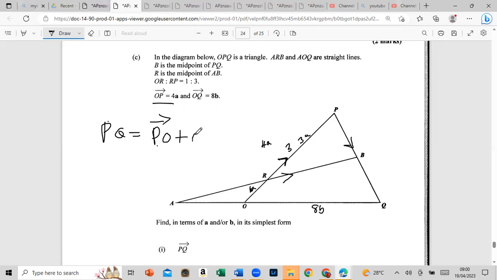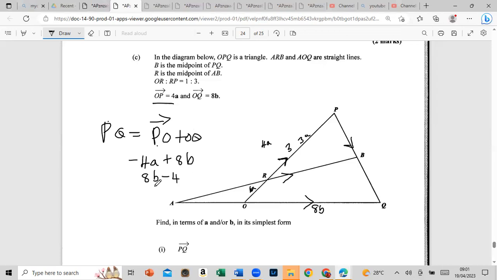Now, remember with vectors, we have to check if we're going with the arrow or against the arrow. So OP, we're going against the arrow now with PO. So it would be negative 4a because they told us the measurement is 4a. And now we're going with the arrow from O to Q because they told us that that's plus 8b. Remember, this is a vector, they don't leave the negative on, so let's just put the negative one inside. It would be 8b minus 4a.